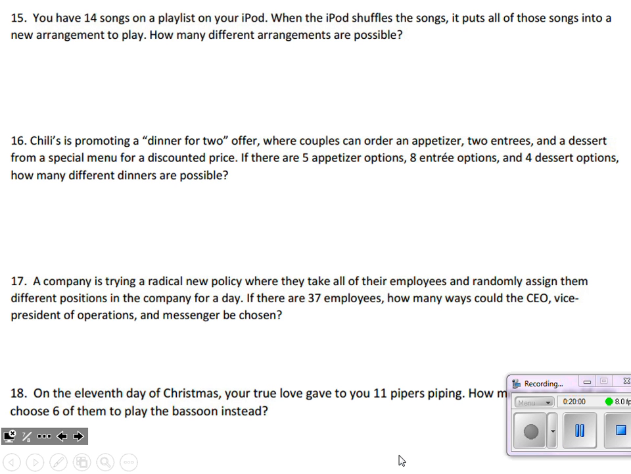Number 15, you have 14 songs on a playlist on your iPod. When the iPod shuffles the songs, it takes all those songs and puts them in a new order. It arranges them into a new way, and then it just goes right down that new list to play them. So how many different arrangements of this playlist are possible?